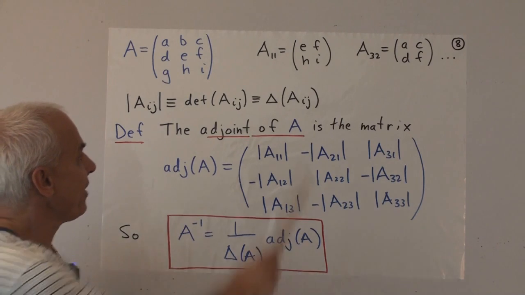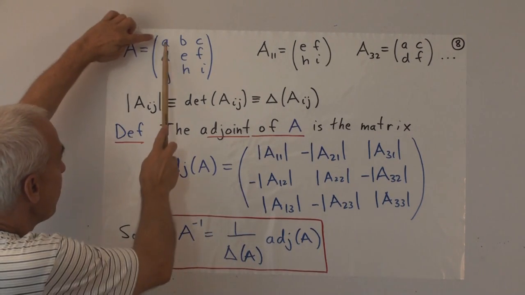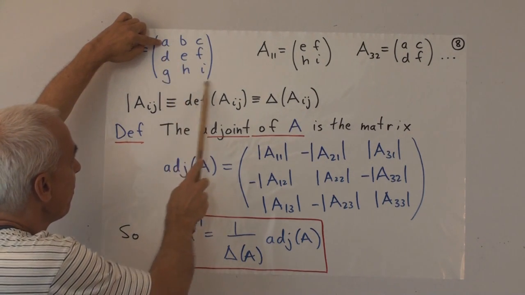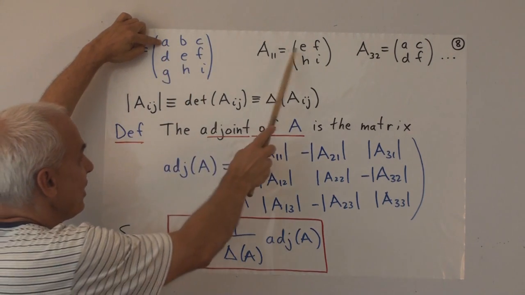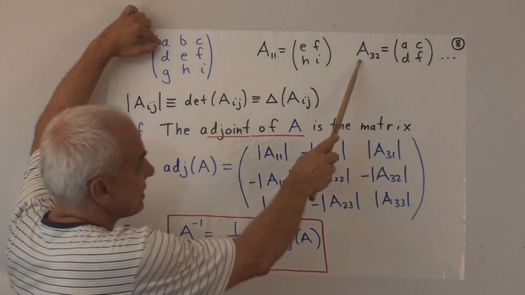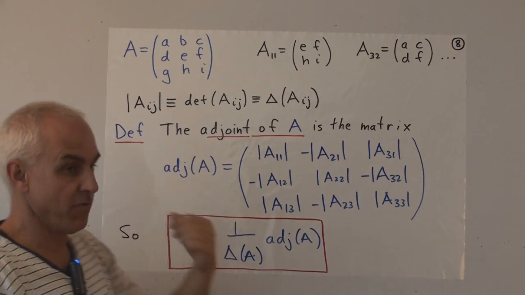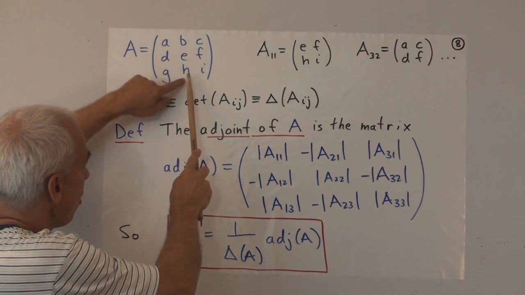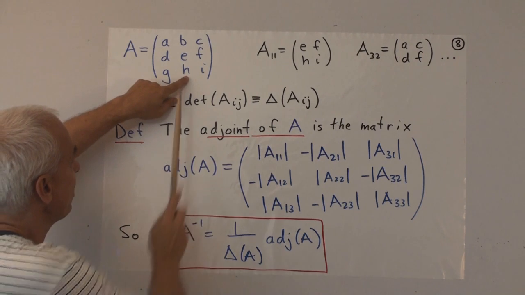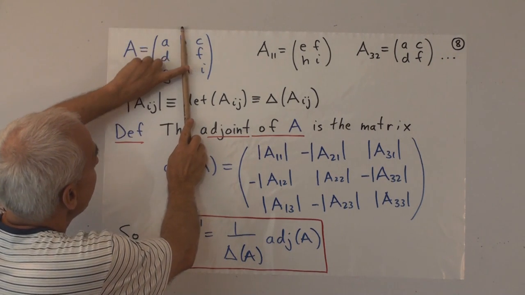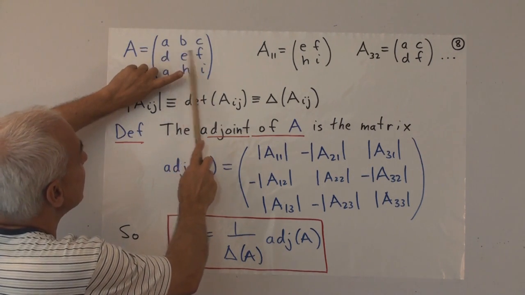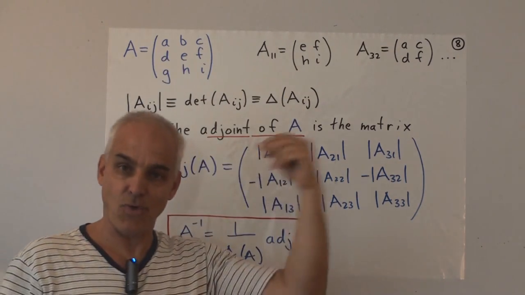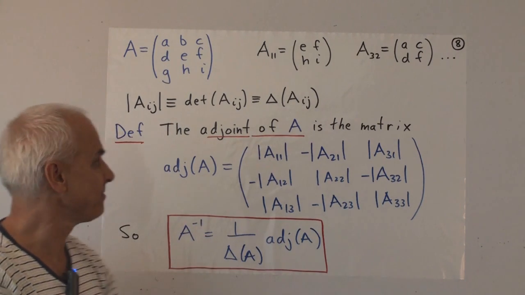So some more examples. The minor A11 is obtained by removing the row and column through the 1,1 entry. So we remove that row, remove that column. We're just talking about this little 2 by 2 matrix, E, F, H, I. And A sub 3,2, that's removing the row and column through the 3,2 entry. That's third row, second column. There's the entry H. So we have to remove that column and that row, leaving us with the matrix A, C, D, F. Okay, so there are altogether 9 such minors, 1 for every entry of the matrix.